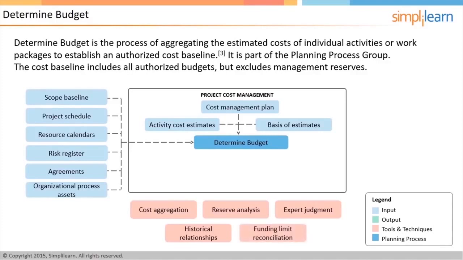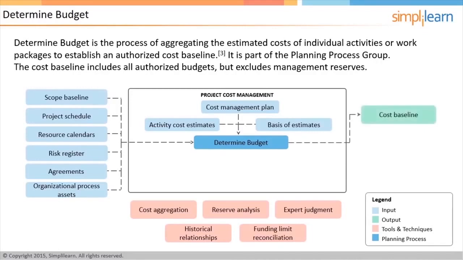Funding limit reconciliation technique is used to ensure that cost on the project is budgeted or spent as per the availability of the fund. For example, if the project can get the funding of only $50,000 a month, the project budget should be planned accordingly.